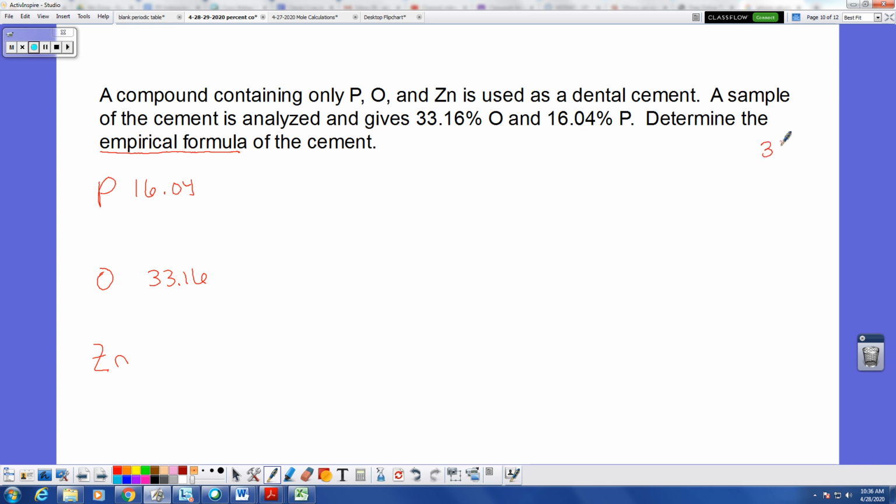Okay, and again, we're going to have to add those up to see how much is left for our zinc. So that's a 0, that's a 2, that's a 9, that's a 4. So this should be 50.80 maybe, I think. Minus 49.2. Yes. So this is going to be 50.80. Okay. So then we need to divide each of them by their molar mass. That's 16. I feel like this is 31. Let me double check.